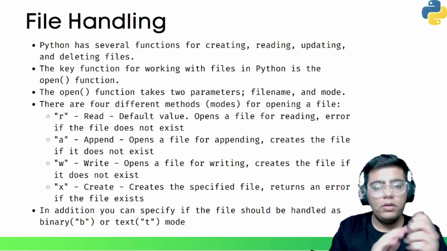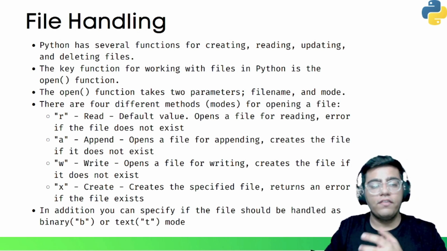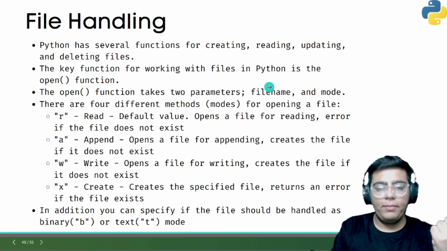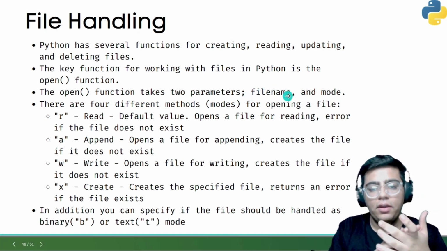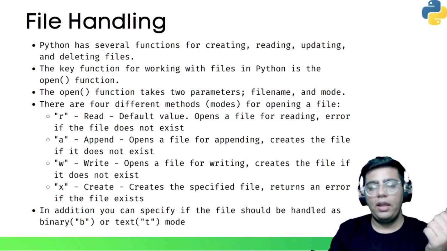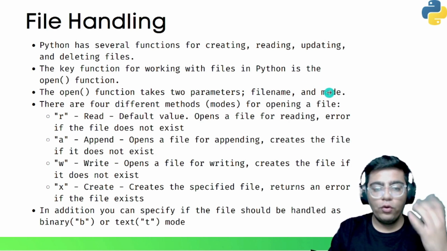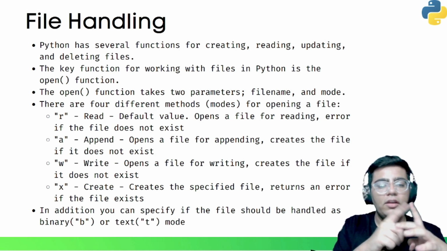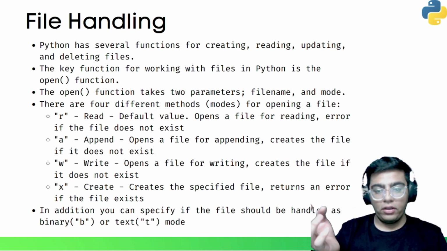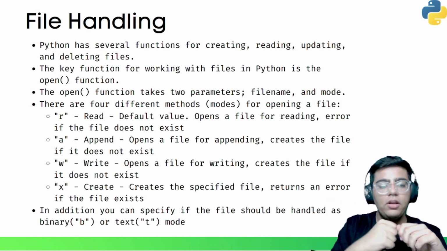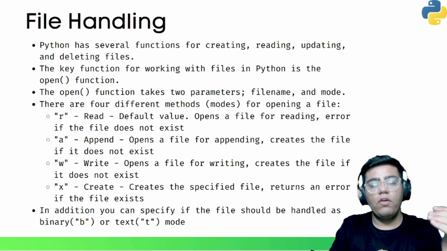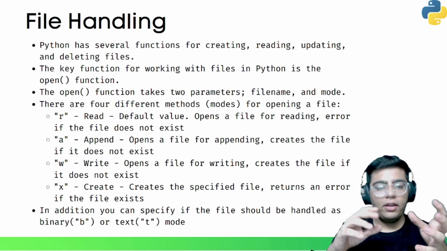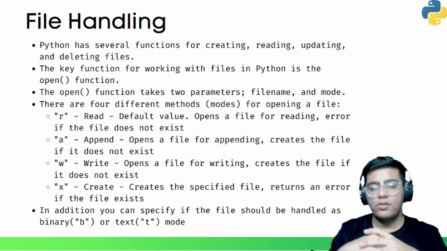So first of all, to work with a file, you always need to open the file. And opening the file takes two parameters: the name of the file, so let's say text.txt, alright, and then its mode. Now there are four modes available: read, append, write, and create. If you write read, or if you don't give the second parameter, the default value of the second parameter is read. What read does is it opens the file for reading, and if the file doesn't exist, it throws an error.